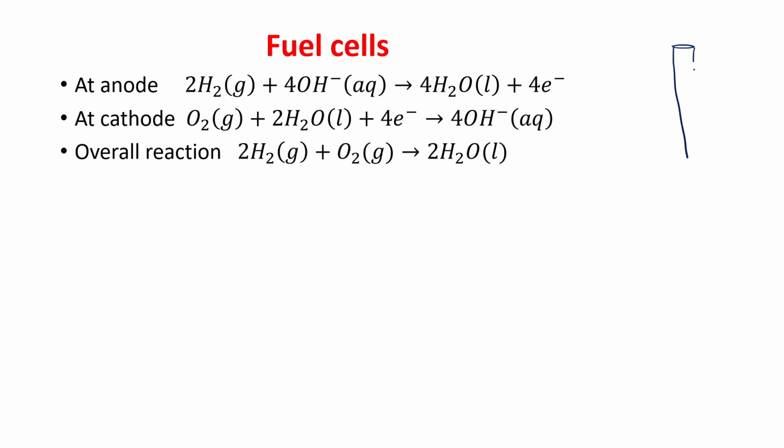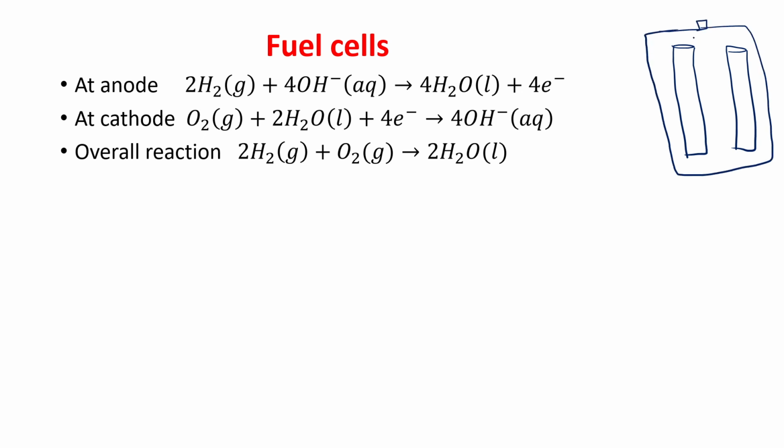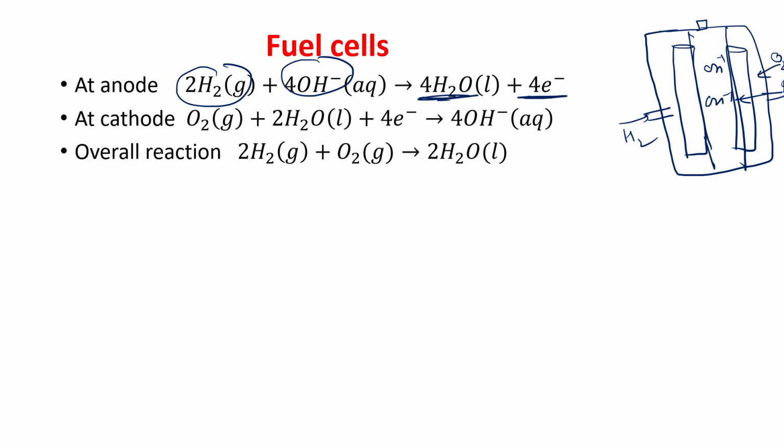So it basically has two compartments. The structure is somewhat like this. There is an electrolyte in between, so from here H2 enters, from here O2 enters. At the anode, H2 along with the 4 hydroxide ions, the hydroxide ions present in the electrolyte, will give you 4 H2O molecules and 4 electrons. At the cathode, O2 along with the 2 H2O molecules plus 4 electrons will give you 4 OH minus ions. So the overall reaction is that 2 H2 plus O2 will give you 2 H2O molecules.